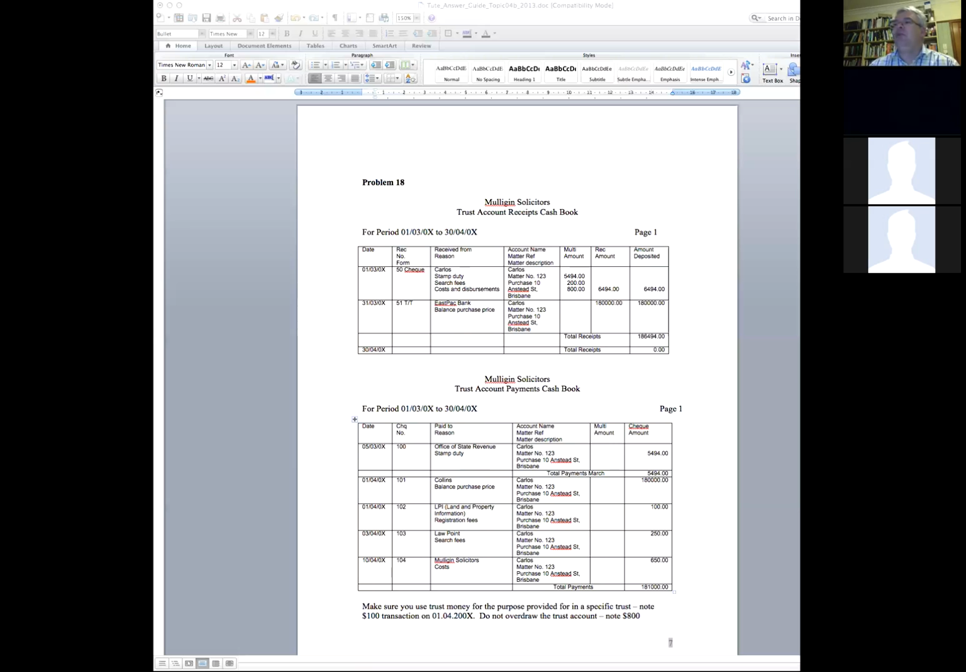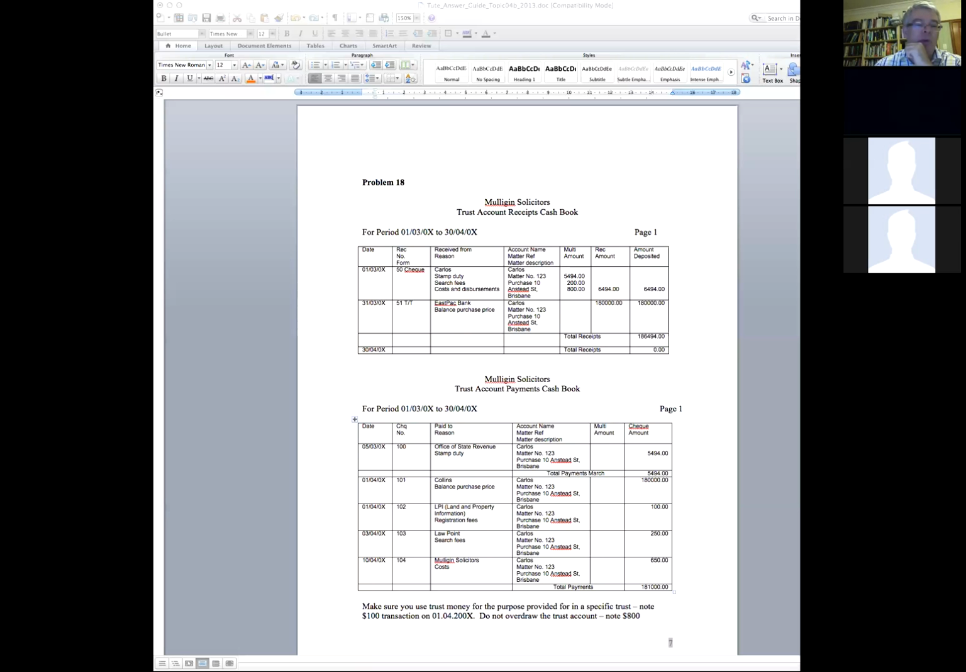If you have a look at the trust account's receipts cash book, you would say on the 1st of March, which is the date of this receipt, you issued a receipt number 50, and it was received as a check. It was a personal check. If it was a bank check, you would write bank check. Since it's a personal check, you just write check. You received it from Carlos. The reason is stamp duty, search fees, costs and disbursements. It relates to matter number 123 and this purchase of this property.